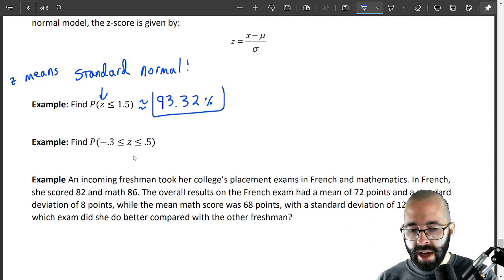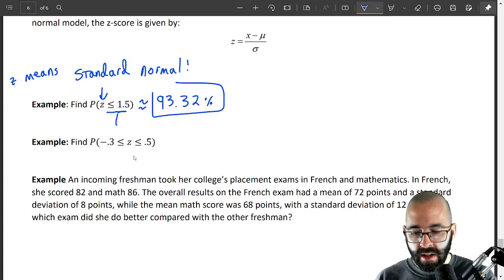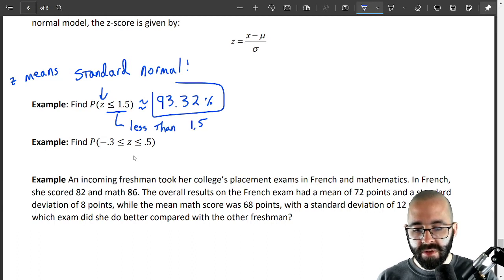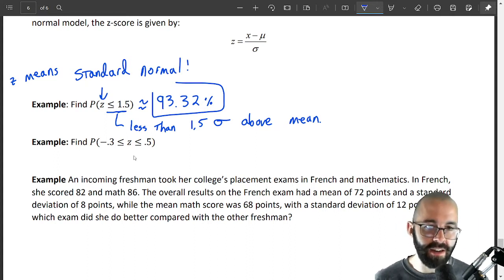And what this means, right? If a standard normal variable is less than or equal to 1.5, this means what's the probability that something is less than 1.5 standard deviations above the mean? That's what that means. So as soon as you see that z value, it has to do with standard deviations.